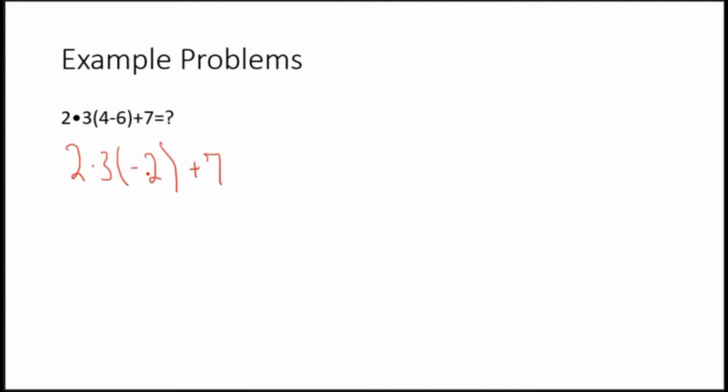Alright. Now we finished everything inside the parentheses, so we're going to move on to our multiplication. And we're going to do multiplication from left to right. So we're going to go 2 times 3. That's 6. Times this negative 2 plus 7. Multiplication again. 6 times negative 2 is negative 12. And lastly, we have addition and subtraction. So negative 12 plus 7 equals negative 5.